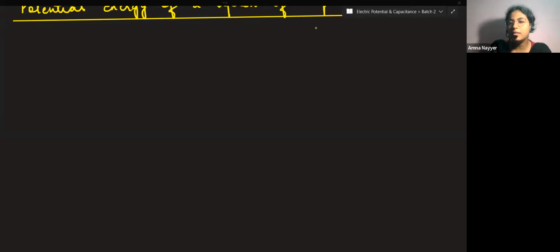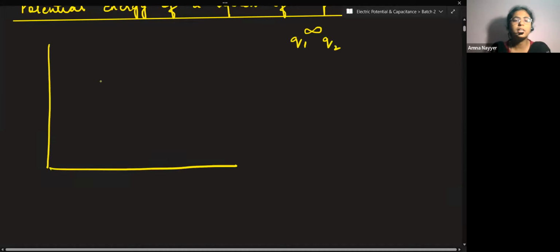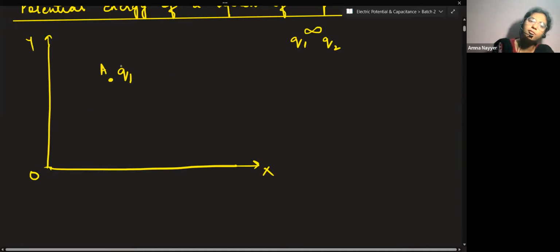Now see, if at infinity I have charges Q1 and Q2, 2 point charges. Let us draw it in graphical manner, so this will be easier to understand. This is y-axis, this is x-axis, this is origin. Let's say I have brought this first Q1 from infinity to a point. Let's say this point is A. From infinity, I have brought this to this point, and let's say the separation of this point from the origin is R1 vector. This is Q1.